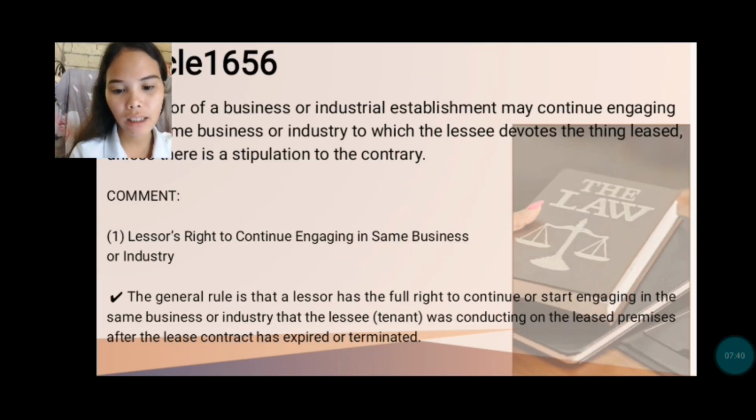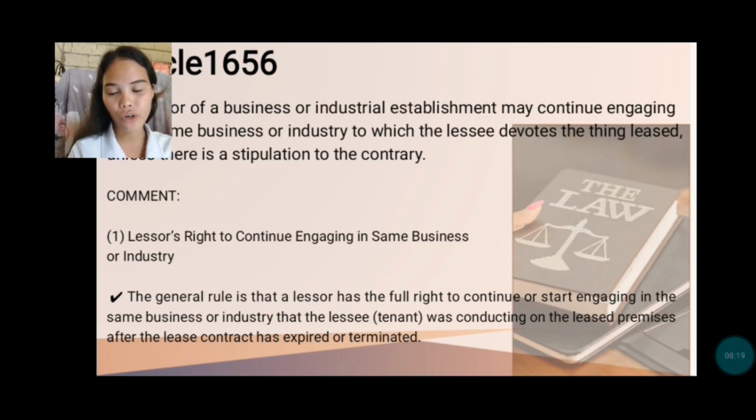So, this provision means that the lessor or owner has the right to continue or start with the same kind of business as the lessee, even if it affects the lessee's business. The reason for this rule is that the lessor does not guarantee that the leased business will be successful. When someone rents a place, the lessor only promises the use of the property, not protection from business competition. Also, competition is not considered a juridical disturbance.